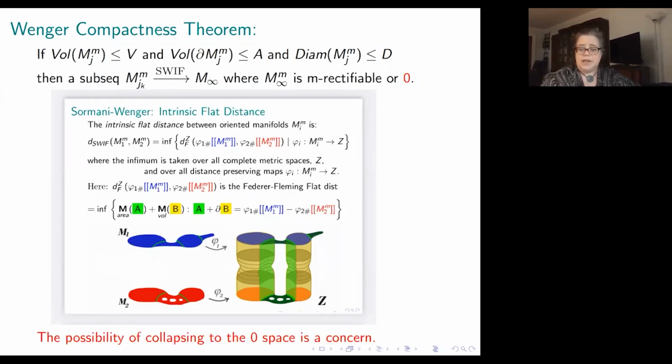The possibility of collapsing to zero is a concern whenever you're studying a sequence. But it's really nice that there is at least this compactness theorem that says that if it's not the zero space already, it's a nice M-rectifiable space. And notice this compactness theorem has no curvature requirements. So we can use it to study sequences of manifolds with scalar curvature bounded below, okay?